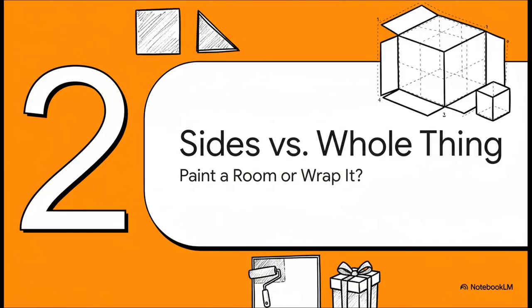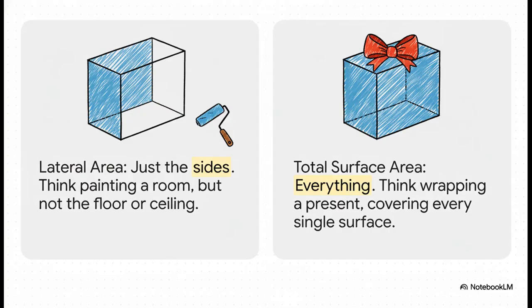All right, but before we jump into the numbers, there's one quick but really important distinction we need to make. Are we talking about some of the surfaces, or are we talking about the whole shebang? And it's actually pretty intuitive. On one hand, you've got lateral area. Think of this like painting the walls of a room. You're not going to paint the floor or the ceiling, right? Just the sides. Then you've got total surface area. And that's our wrapping paper problem. You have to cover every single surface, the top, the bottom, all of it.